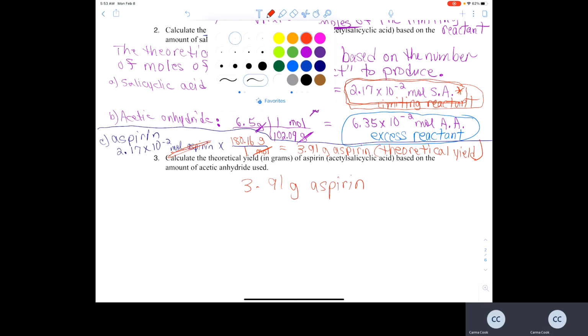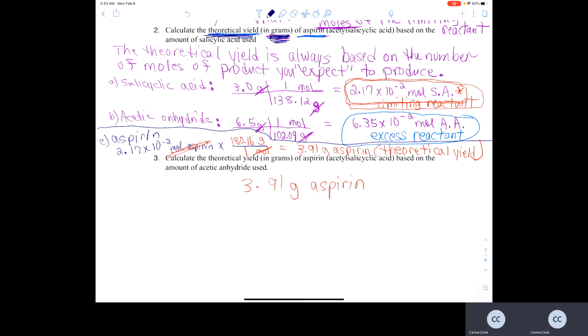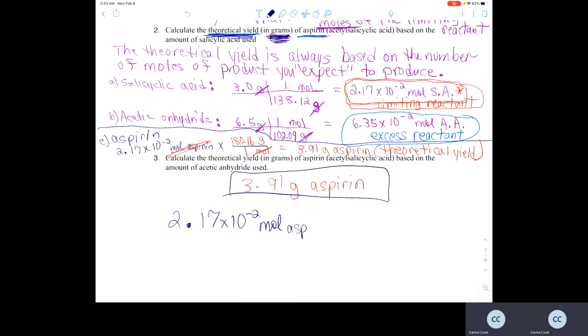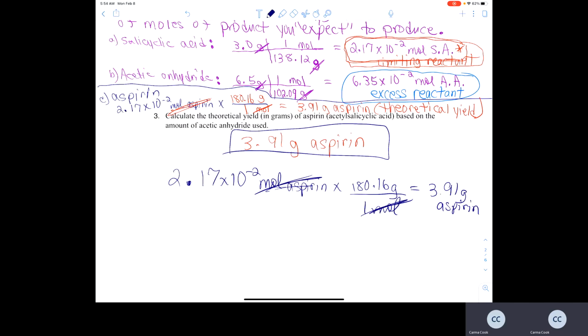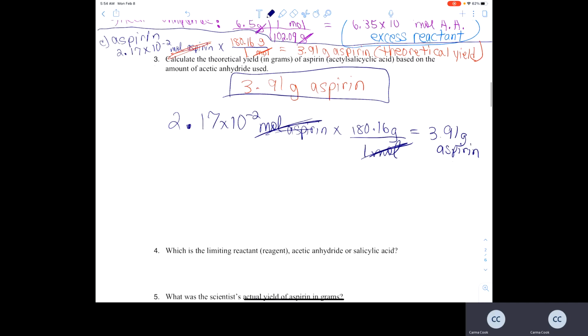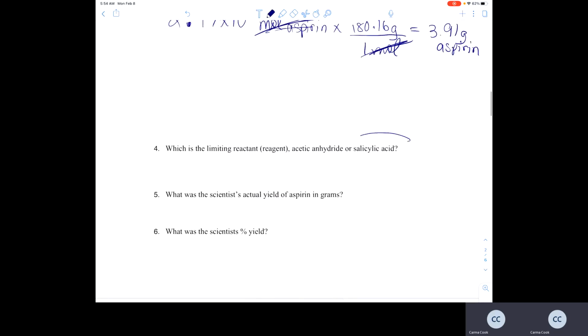And so I'll just rewrite that calculation here. So we actually already answered question 3. So that is our theoretical yield. That's how much we expect in a perfect world that we should be producing. So the limiting reactant, we've already answered that question. It's the salicylic acid.